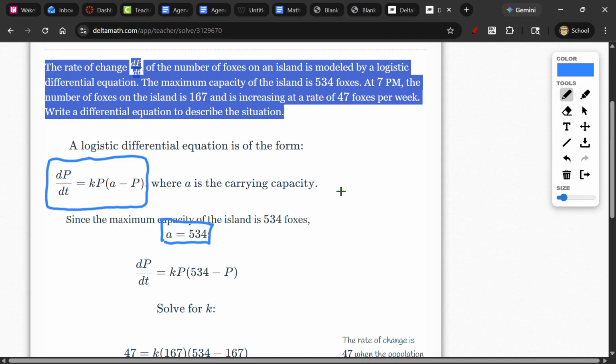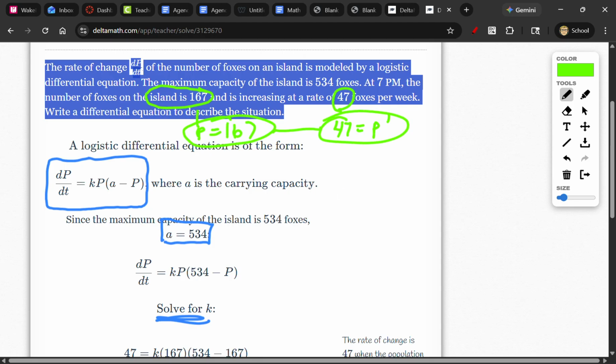Immediately, I know what A is. The only problem is I can't find out what k is unless I do some work, right? So I have to solve for k. And in order to solve for k, what I'll need to do is use an initial condition. There's actually two initial conditions. The number of foxes on the island is 167. So that is a P-value at a certain time, right? At that certain time, the rate at which the foxes are increasing per week is 47, and that's going to be P prime. So when this P-value happens, this rate of change happens. Okay, that's important to know.